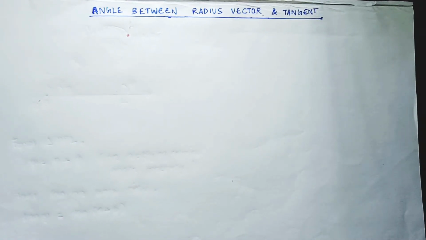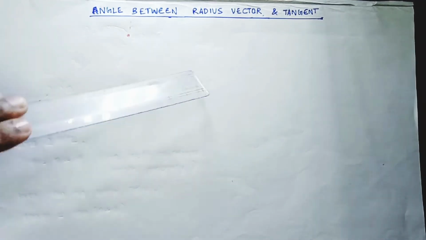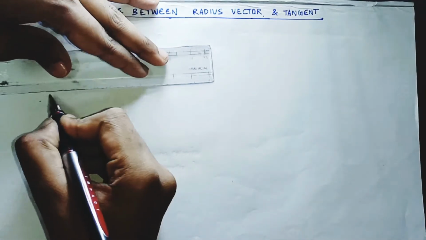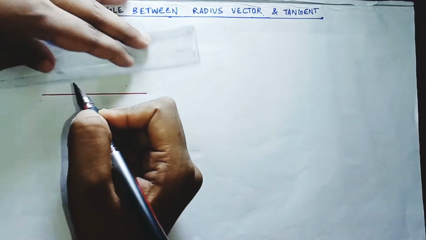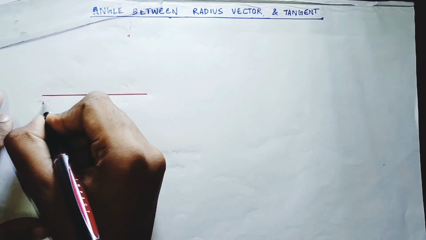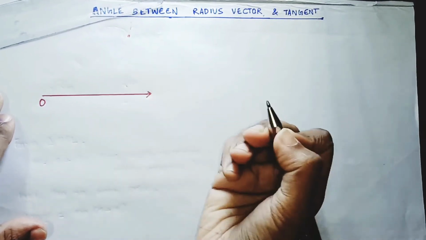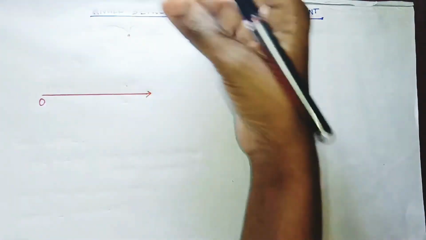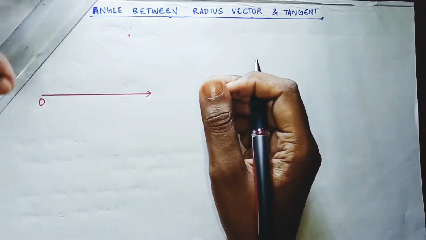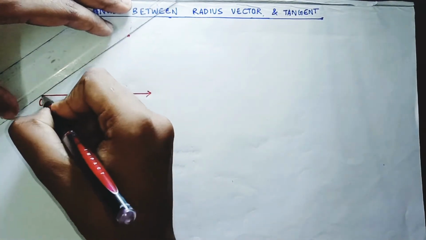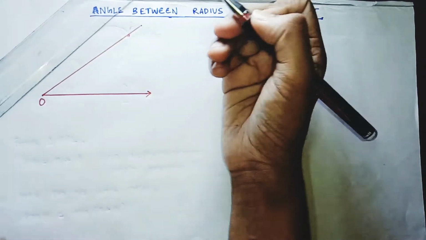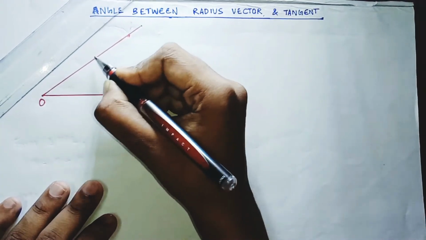Hello everyone. In this video I am going to explain the derivation for the angle between the radius vector and tangent. We'll begin with the diagram. First we need to draw the initial line, the base of the diagram, and we'll mark the initial point of our base as O. The next step is to draw the radius vector from this point O. Now we need to mark this radius vector as r.